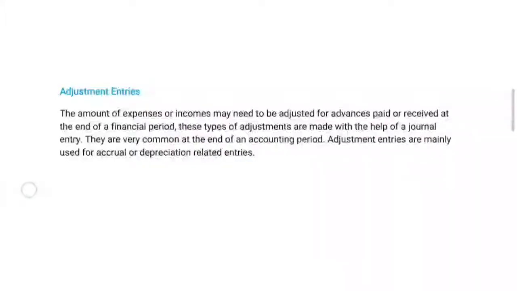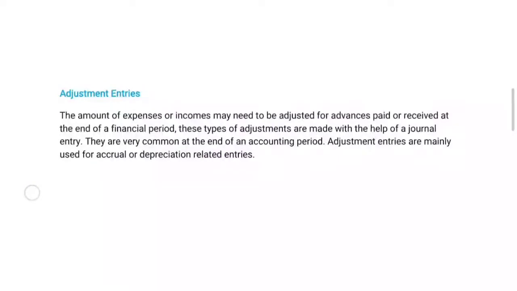That means every transaction is related to, for example, salaries. The full amount is not paid at the end of the year, some amount is pending, like this it is outstanding. Whereas in incomes also, some incomes are not received or some incomes are received in advance. These types of transactions are made at the end of the year.